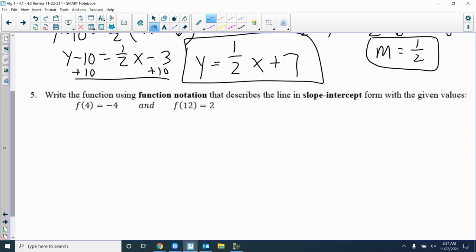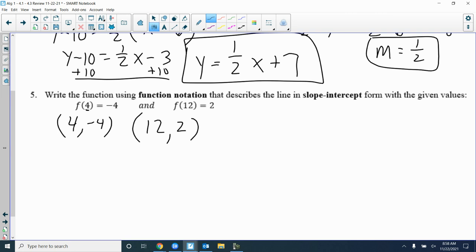Go ahead, Jeff. Is it 4, -4? It is 4, -4. Remember, this is my input. This is my output. And what's this point? 12, -6. No, 12, 2. It's 12, 2. Okay, we need to get the slope here.